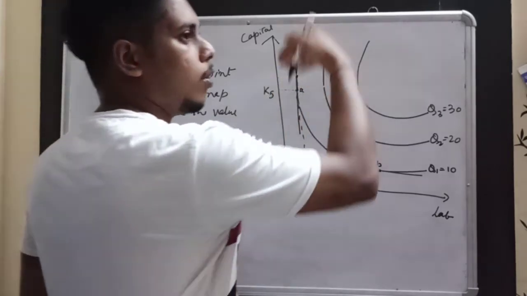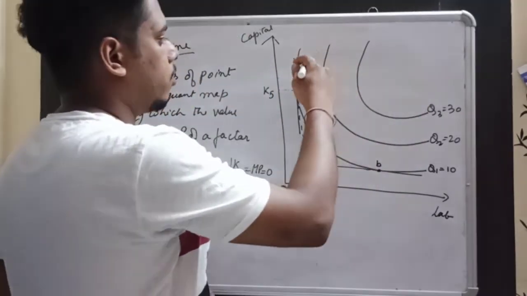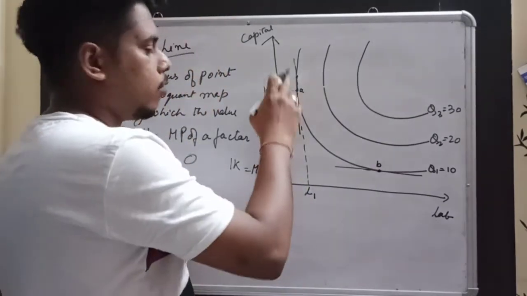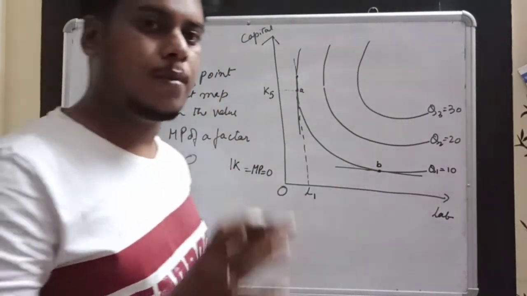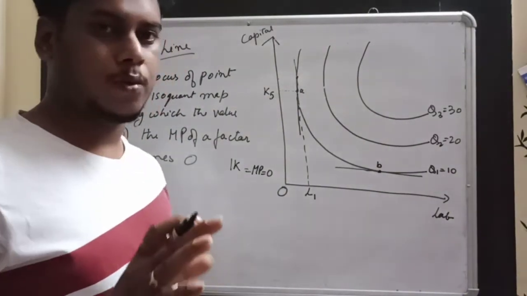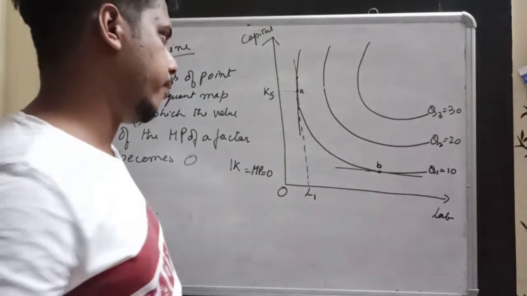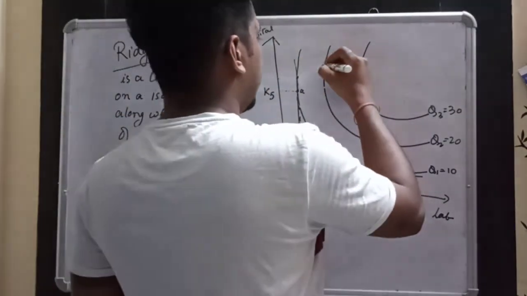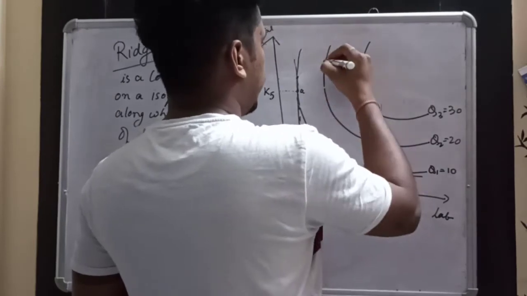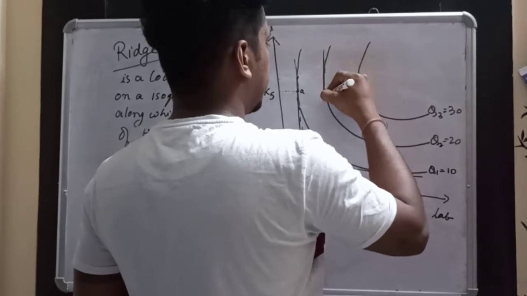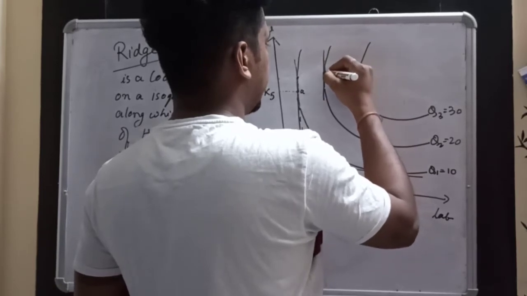And beyond it, the marginal productivity of capital will become negative. Remember, here we are only saying that the marginal productivity of capital is becoming zero, and we are not saying anything about the labor. Beyond this point, it will become negative. Similarly, for this isoquant, we will again have a point where the marginal productivity of capital will become zero.